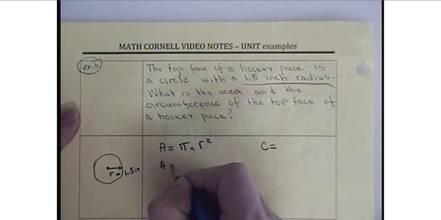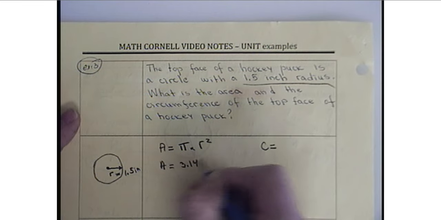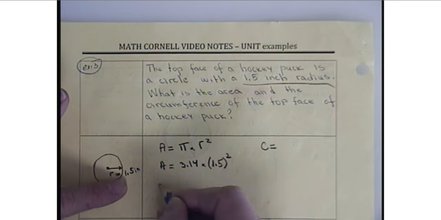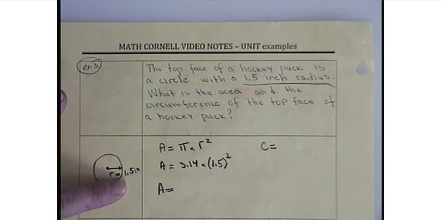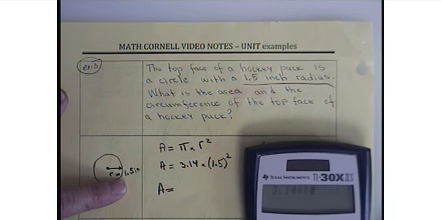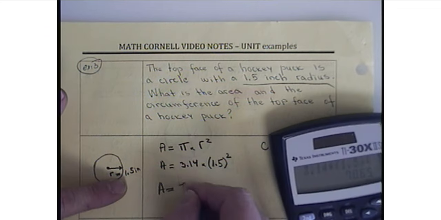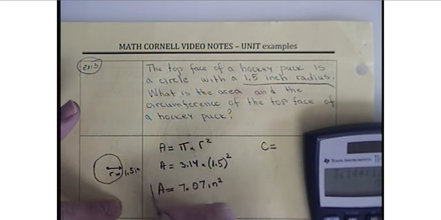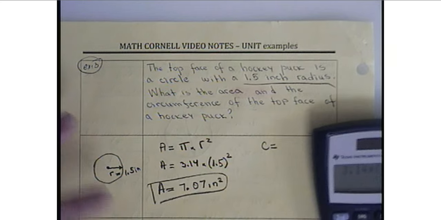So this is equal to 3.14 times, instead of r, now we put 1.5 to the second power. So using the calculator, we will say 3.14 times, open the parentheses, 1.5 inside, square this number, and it will be equal to 7.07. Again, I'm going to round it, so about 7 square inches will be the area of this circle.